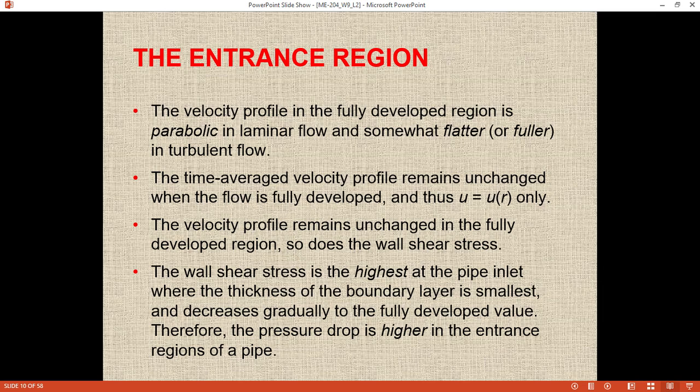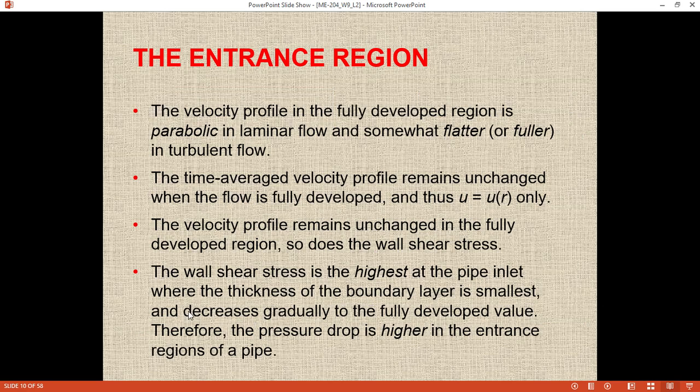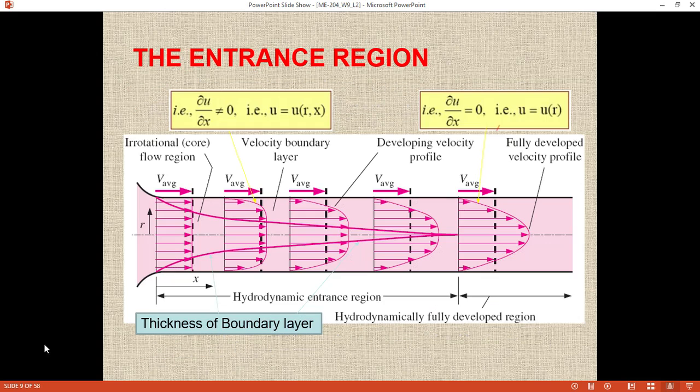Understood? The wall shear stress is highest at the pipe inlet, where the thickness of the boundary layer is smallest. As I explained earlier, here the boundary layer is thinnest and the shear stress is maximum, and it decreases gradually to the fully developed value. Therefore the pressure drop is higher in the entrance region of the pipe. We will talk about the pressure drop a little later.